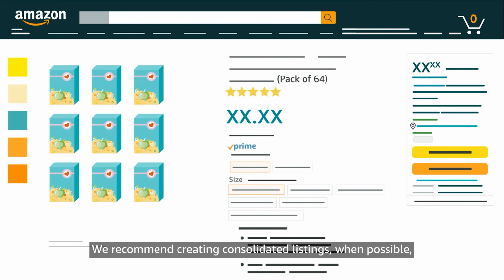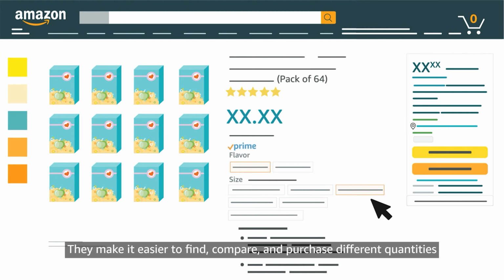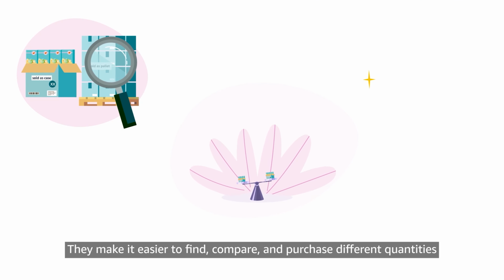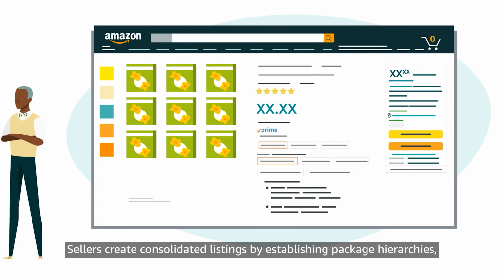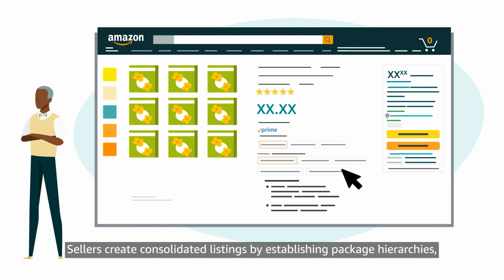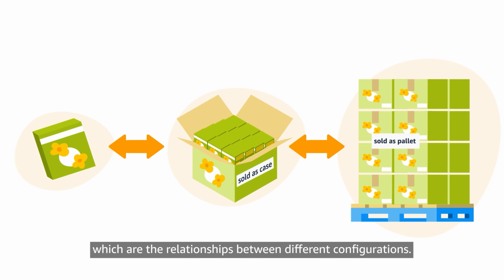We recommend creating consolidated listings when possible because they function much like product variations for customers. They make it easier to find, compare, and purchase different quantities and package types. Sellers create consolidated listings by establishing package hierarchies, which are the relationships between different configurations.